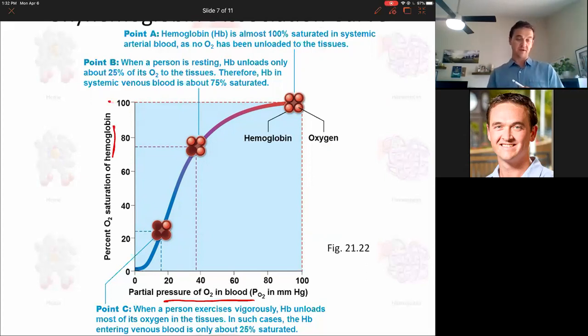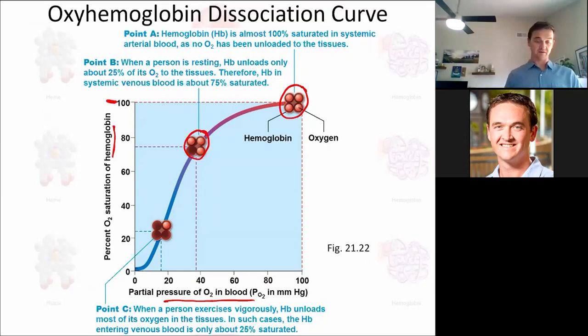Okay, so if we're up here at 100%, that means all of the hemoglobin has oxygen on it, right? It's 100% full. Okay, if we're down here at about 75%, that means 75% of the hemoglobin is full of oxygen. If we're way down here at 25%, that means only 1 in 4 of the hemoglobin actually is full of oxygen.